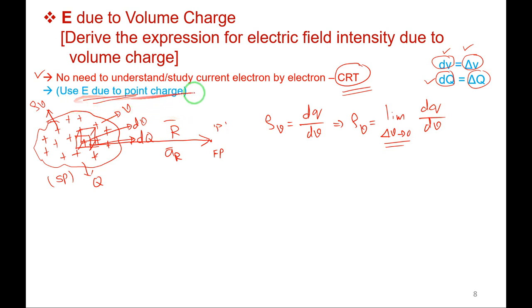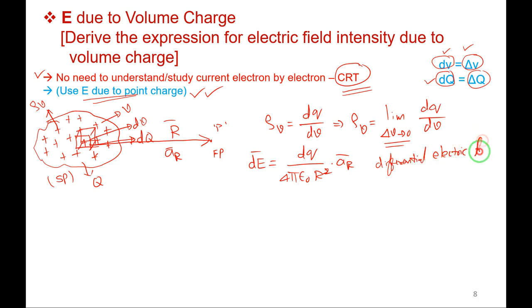So I can apply the formula of E due to a point charge on this. The small amount of electric field intensity at this point P due to this smaller volume or point charge is given by the differential electric field intensity dE. So dE is equal to the small amount of charge dq by 4 pi epsilon naught r square into ar. This is the differential electric field intensity.